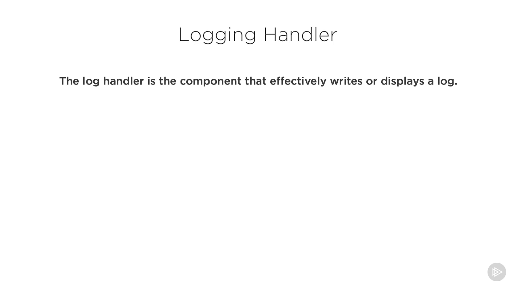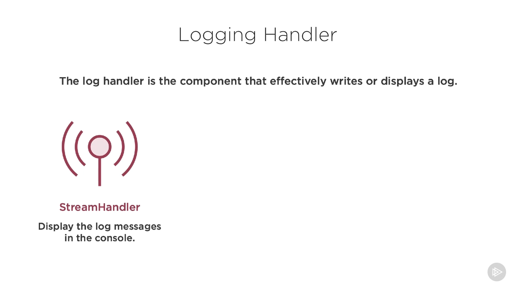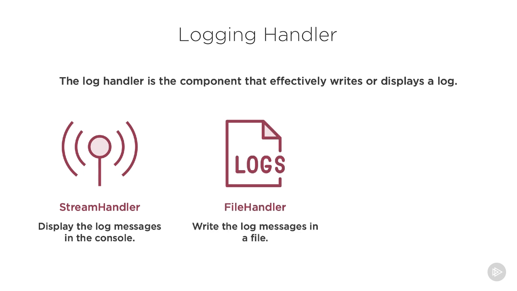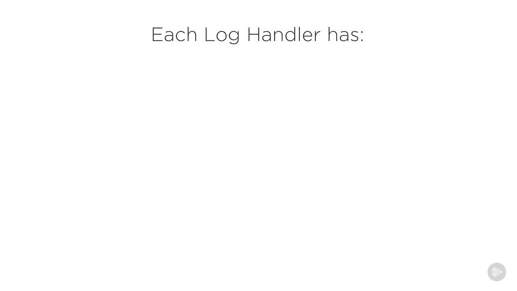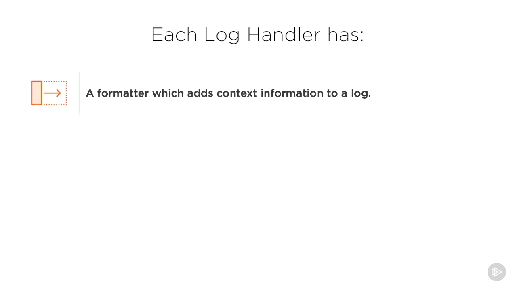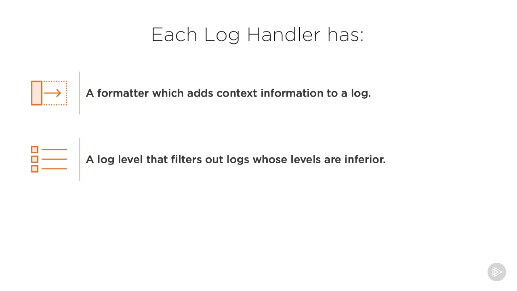The next concept is logging handler. The log handler is the component that effectively writes or displays a log. For example, display it in the console, maybe using stream handler, in a file using file handler, or even by sending you an email using SMTP handler. Each log handler has two important fields: a formatter which adds context information to a log, and a log level that filters out logs whose levels are inferior. So a log handler with the info level will not handle the debug logs.